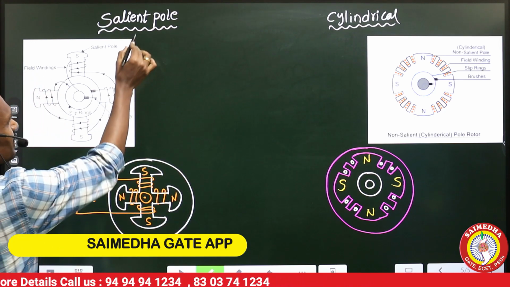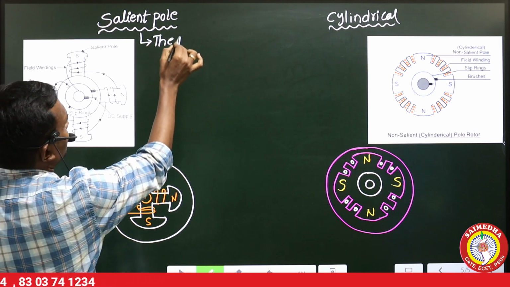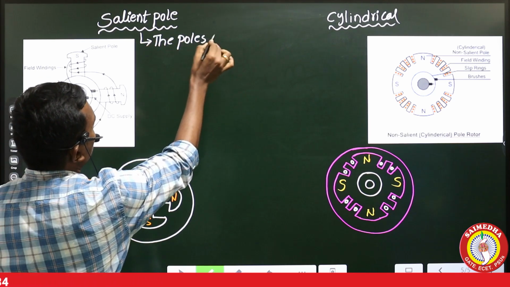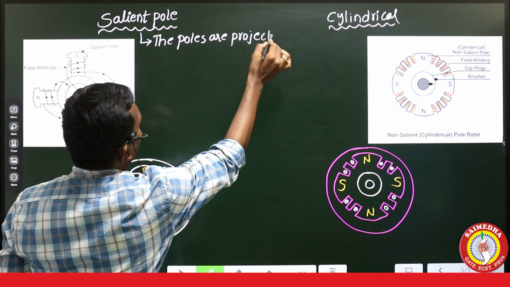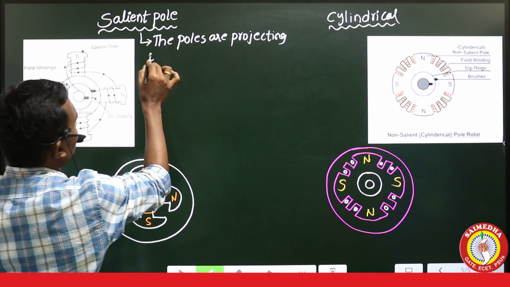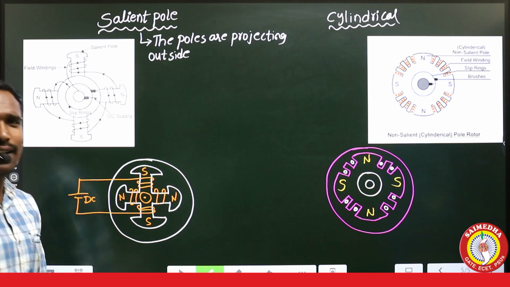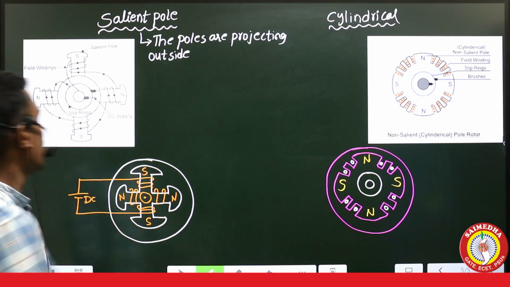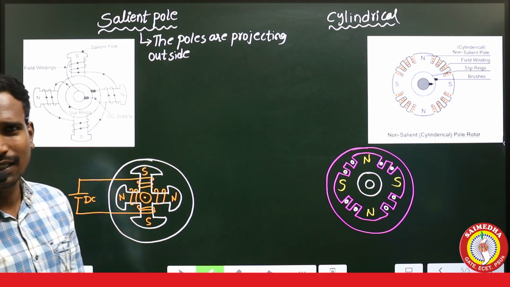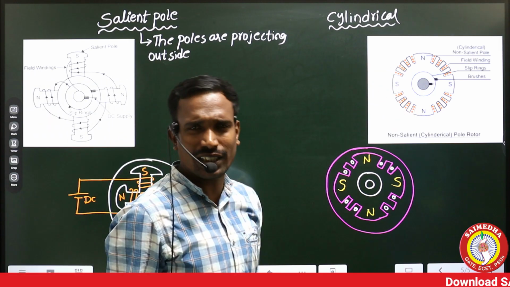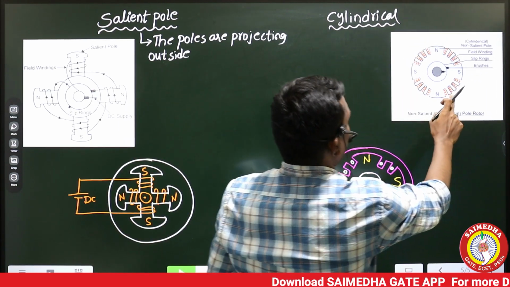First of all, in the salient pole, the poles are projecting outside. That's why these are called projected poles or salient poles. See here, the poles are projecting outside. But here there are no projections. Simply the smooth cylindrical type is there.